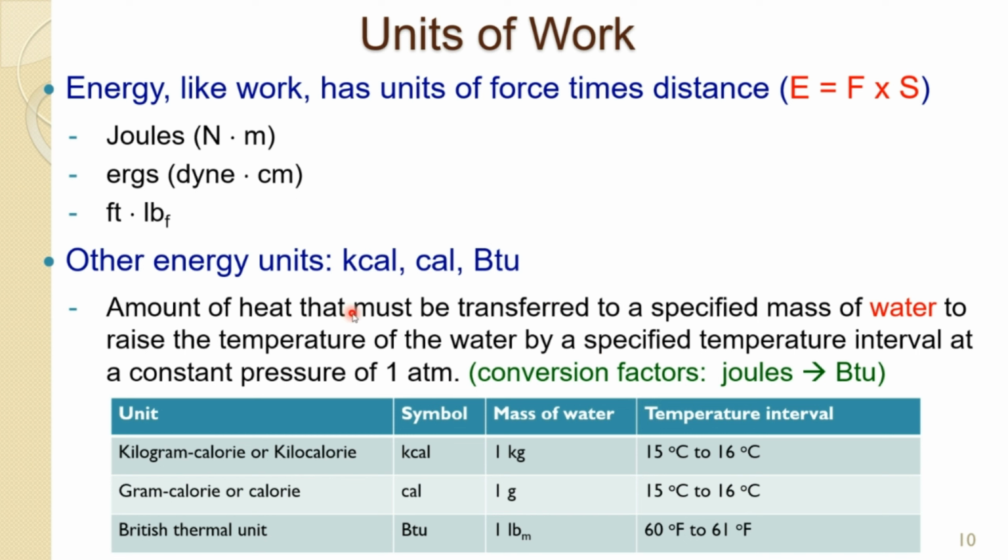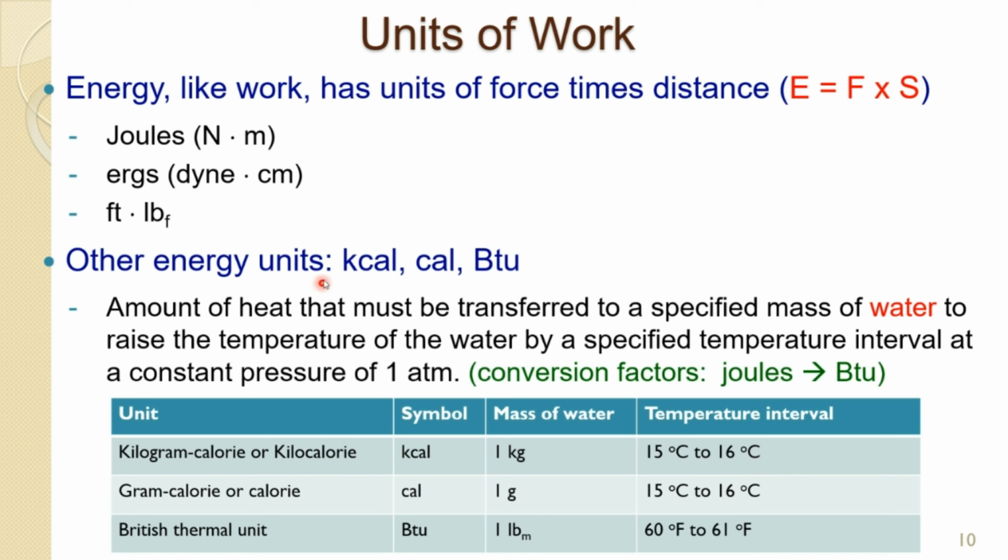Heat must be transferred to a specified mass of water. Remember, this is the unit definition for water: the heat needed to raise the temperature of water by a specified temperature interval at a constant pressure of 1 atm. So what happened? At 1 atm, the water temperature increased from 15 to 16 degrees Celsius for 1 kilogram of water.